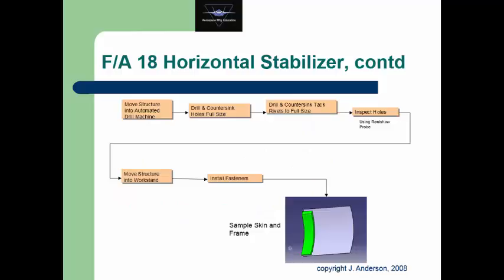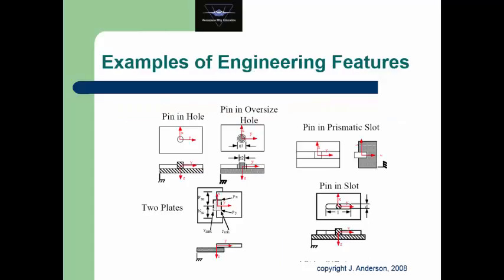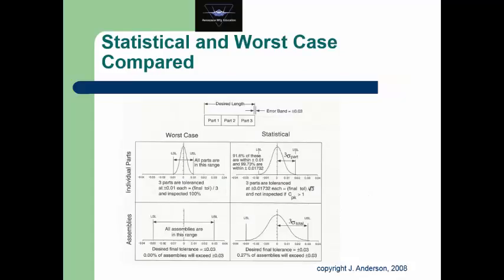And so the last step, once you get all this done, you assemble it, drill it, take it apart, clean it up, put it back together. Now you install the fasteners. So this talks about engineering features and parts. This slide introduces statistical and worst case tolerancing methodologies and how those work.